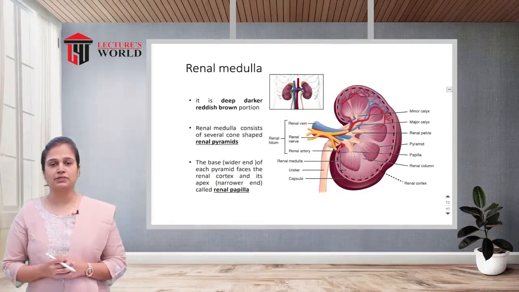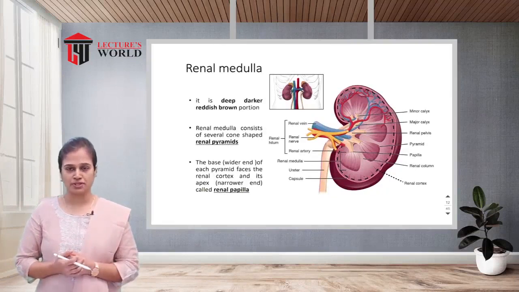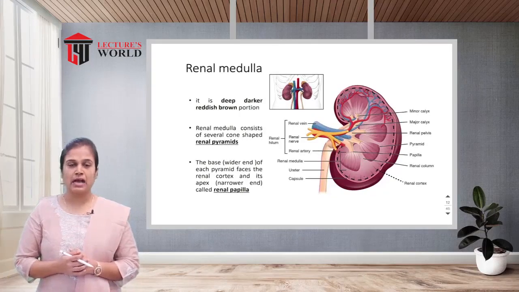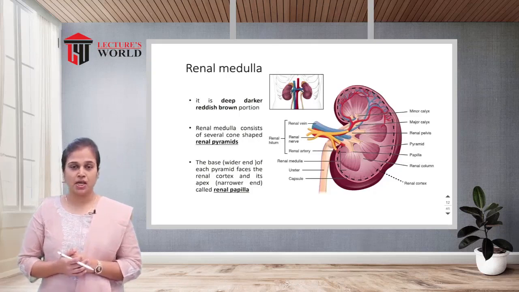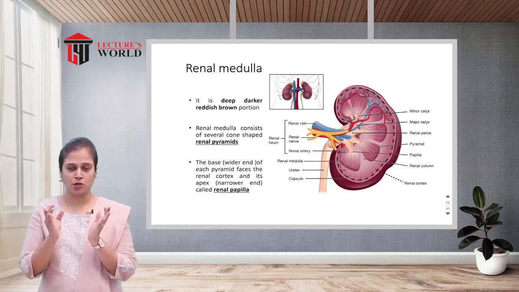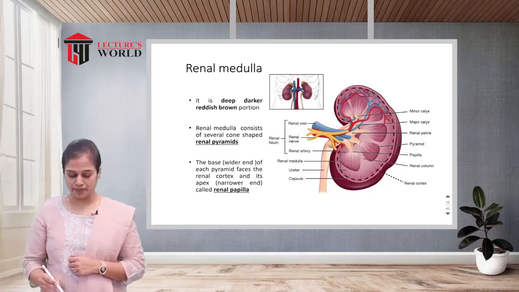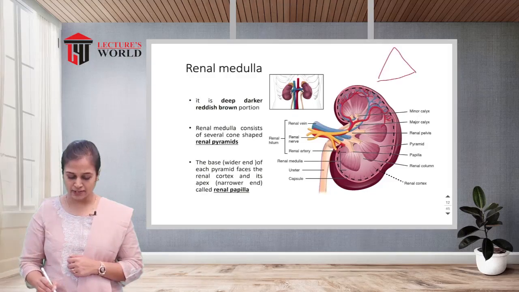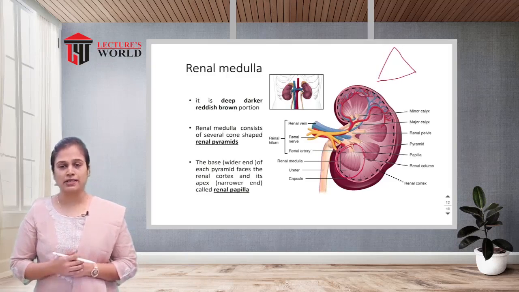Talking more about the renal medulla, it is a deep, darker, reddish brown portion, and it consists of several cone-shaped renal pyramids. A cone is wider from the top and narrower at the bottom. The same way, we all know the shape of a pyramid, so this shape is called a renal pyramid.